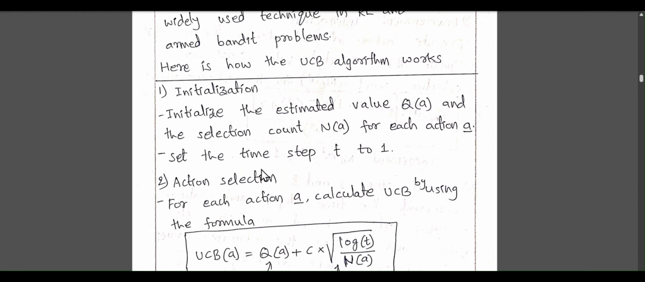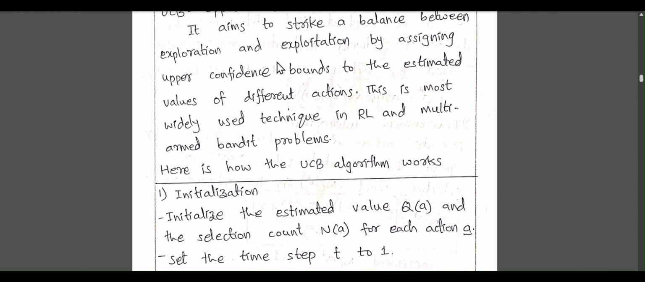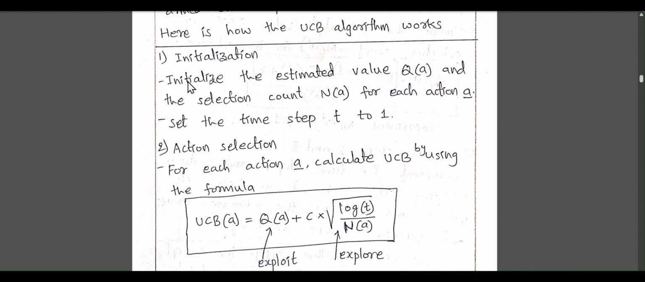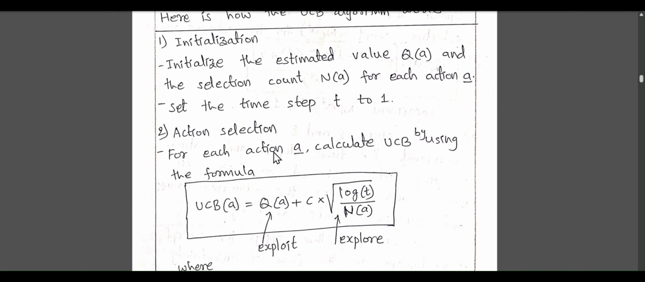So let's discuss the algorithm. It balances between exploration and exploitation by assigning the UCB values, and it is the most widely used technique. In the initialization, we first need to initialize Q of A. Q of A is nothing but the estimated value, meaning we have to predict or estimate that by doing this action, we are going to achieve this much reward. We first have to initialize it, and we also need to initialize how many times the action is selected in a given period of time, and initialize the time step to t equals 1.